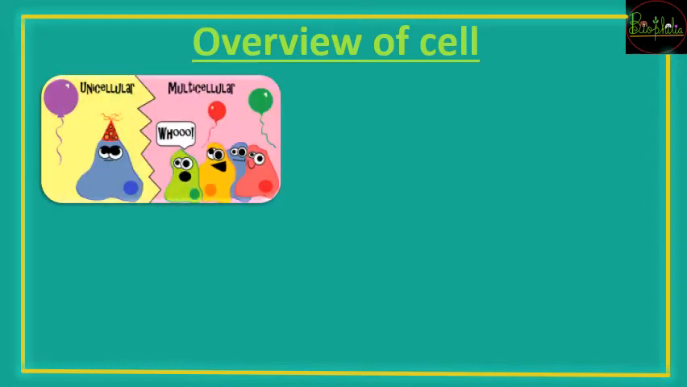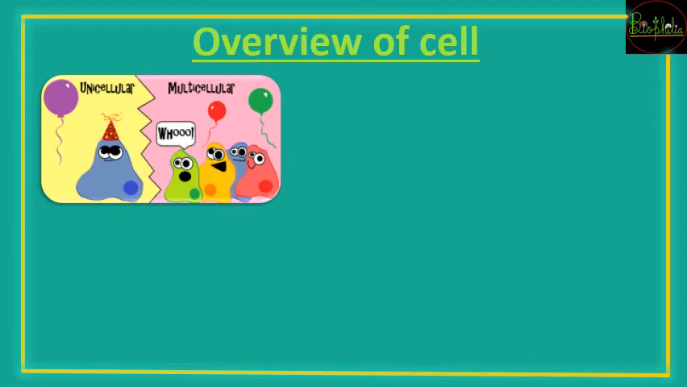So overview of cell, yani cells ke jo types hai ya what is inside the cells, all this is going to be the overview of cell. So first of all, overview mein aata hai that organisms can be unicellular or they can be multicellular. Unicellular hai, yani akela hi hai. It is the whole and soul that one single cell is behaving as an organism.